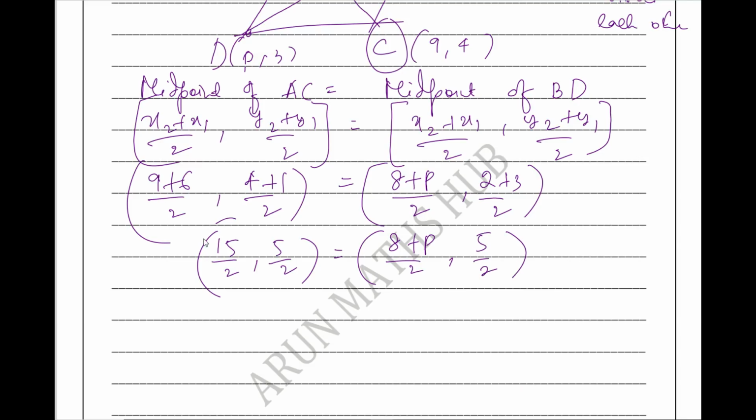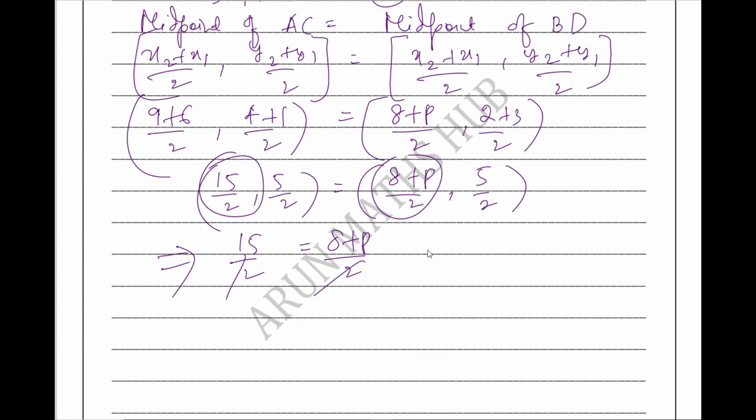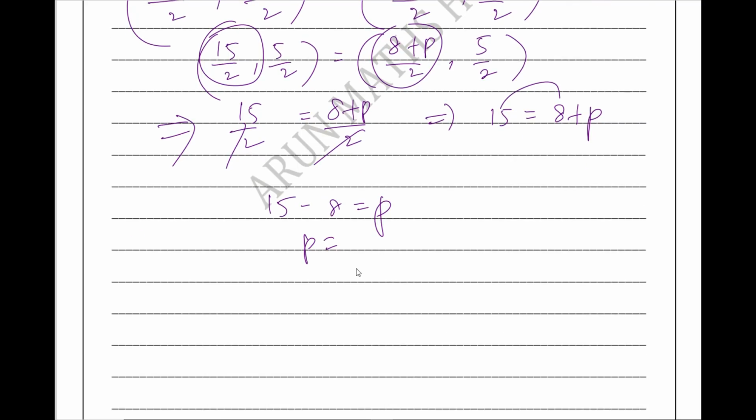Now equate the x coordinates, that is 15 by 2 equals 8 plus p by 2. Now 2 and 2 on the LHS and RHS will cancel out. Now what I get is 15 equals 8 plus p. Shift 8 to the LHS, it becomes minus 8. 15 minus 8 equals p. P equals 15 minus 8, which is 7. Therefore the value of p is 7.